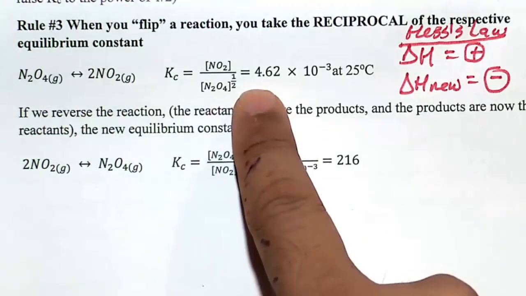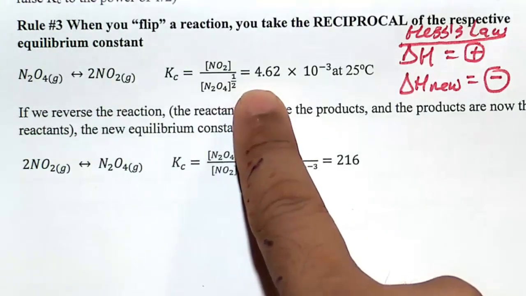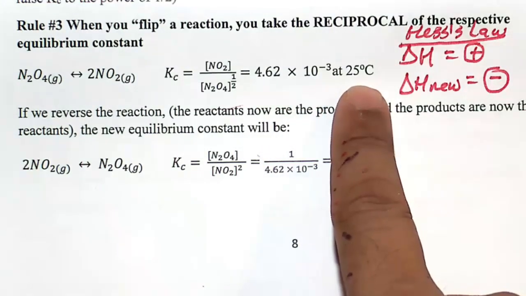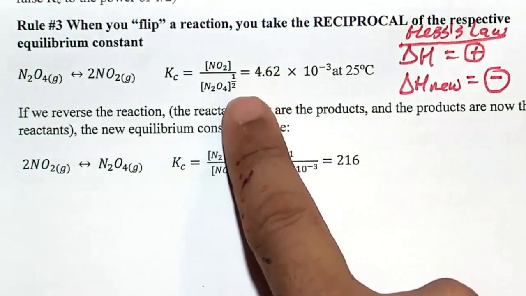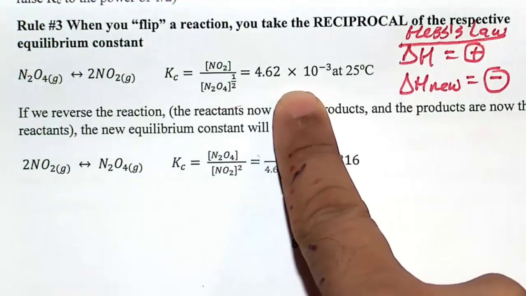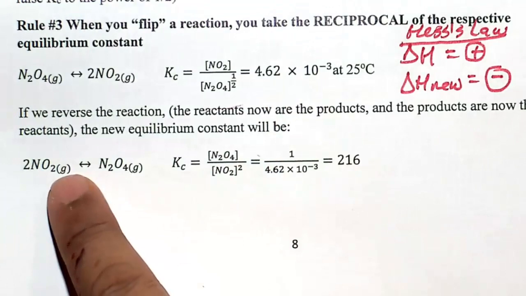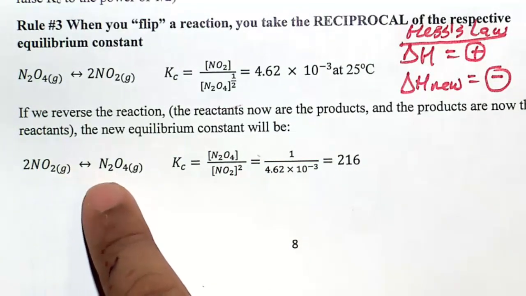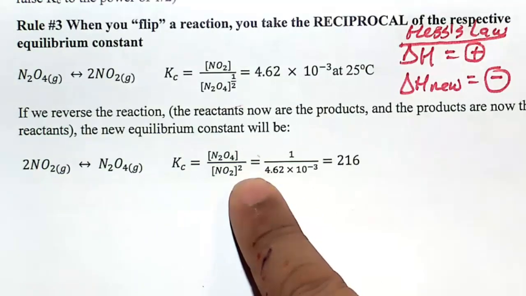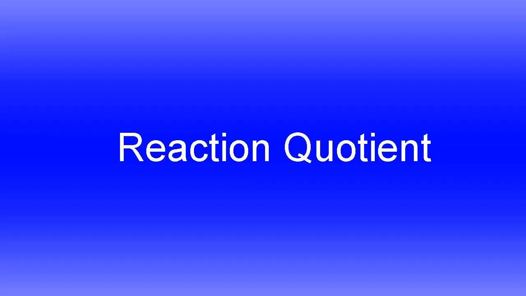Here is the equilibrium constant according to the law of mass action. This is at 25 degrees. This is what the reactants and products will settle at, and they have to equal 4.62 times 10 to the minus 3. If you want to do the opposite reaction and go 2NO2 to N2O4, you flip the equilibrium constant, and the reaction quotient deals with non-equilibrium values.